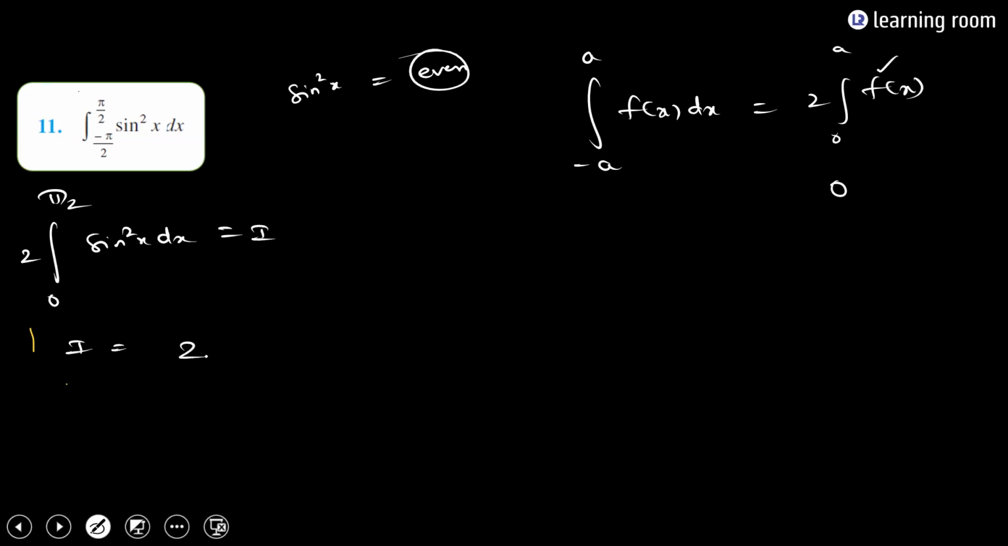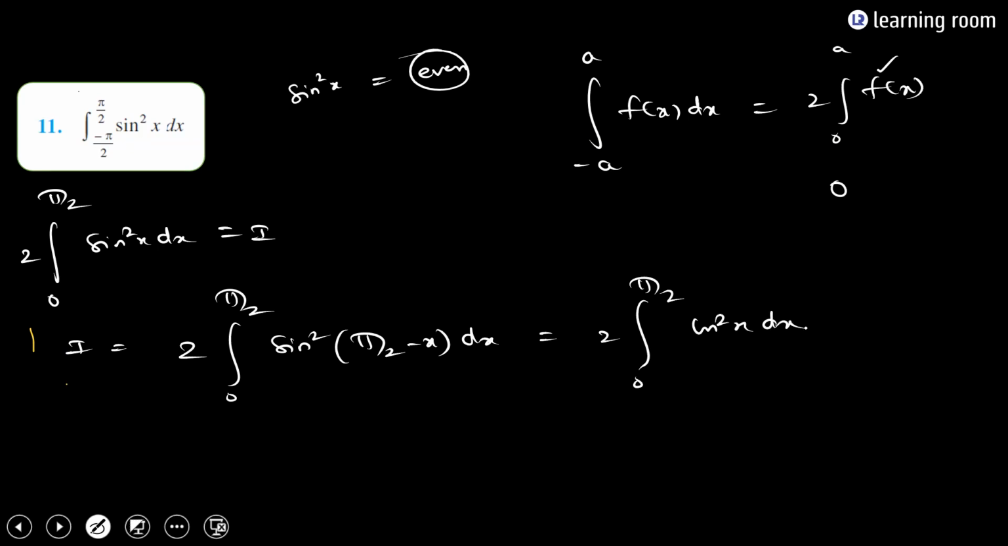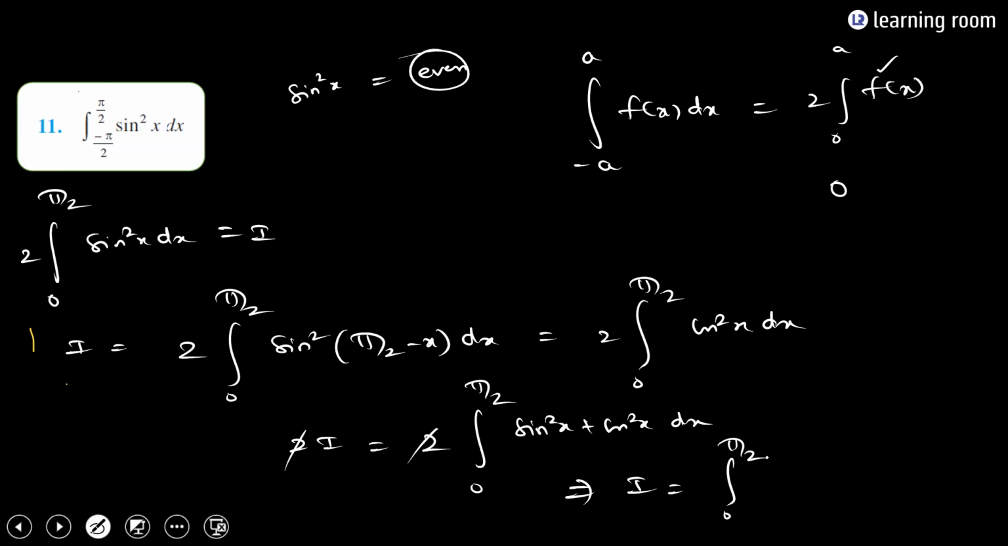The same I can be written as 2 into integral of 0 to pi by 2 sine square of pi by 2 minus x dx, which will be cos square. So 2 into integral of 0 to pi by 2 cos square x dx. So when I add both, I'll get 2I is equal to 2 into integral of 0 to pi by 2 sine square x plus cos square x dx. So 2 and 2 will get cancelled, which implies I is equal to integral of 0 to pi by 2 dx. Answer will be pi by 2.